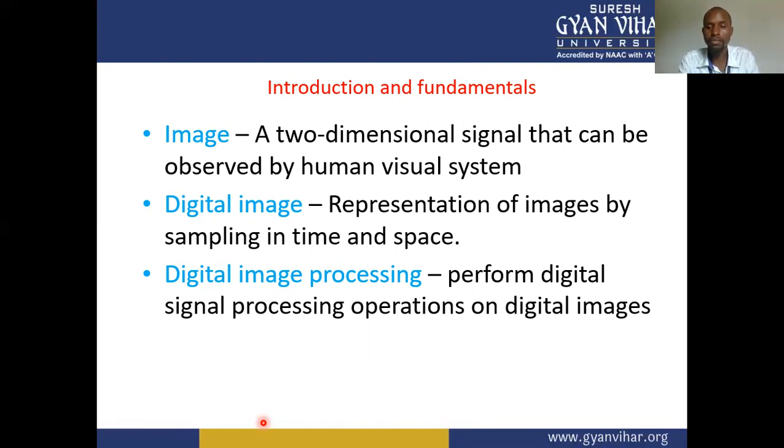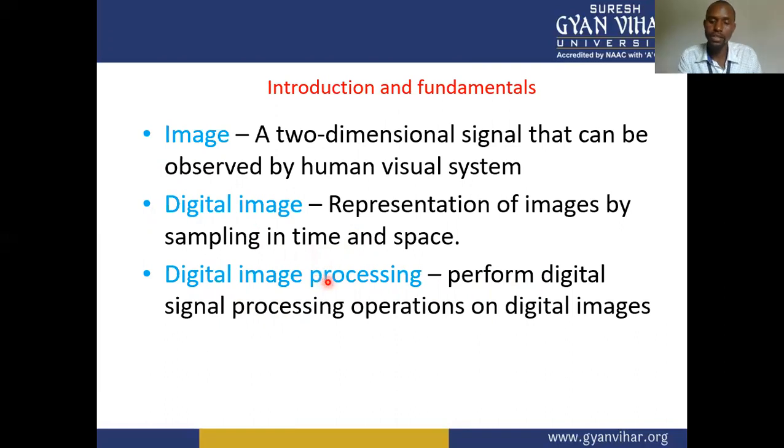Then we have the digital image processing. So digital image processing is to perform digital signal processing operations on digital images. So here the keyword is digital signal processing. We mentioned that this image is basically a signal. Now, when we convert this signal and represent it by sampling in time and space, it is referred to as a digital image. So when we combine both this digital image and the signal processing, we come up with digital image processing.